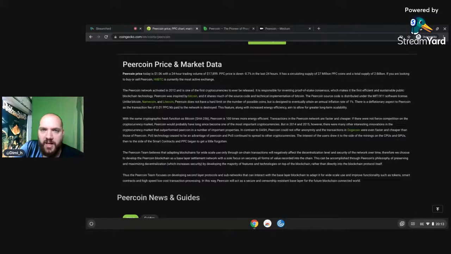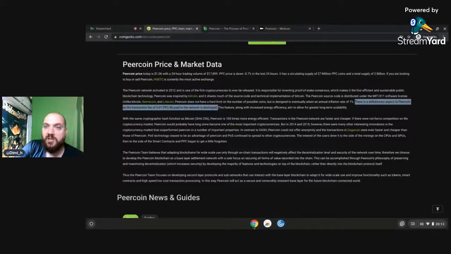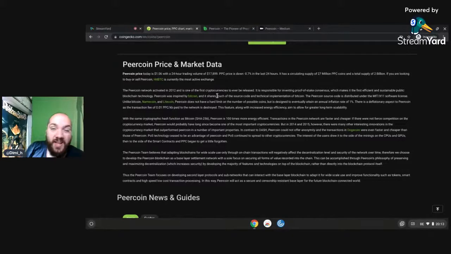I've got to admit, this actually reads as what Ethereum is trying to be. From what I can tell here, there's a deflationary aspect of Peercoin where fees are destroyed. So it means that the coins are being burned, which is the same kind of mechanism Ethereum implemented with their London hard fork, along with increased energy efficiency for greater long-term scalability. Okay, and it actually is already on proof of stake. So it seems Ethereum is trying to make a Peercoin 2.0 and not really an Ethereum 2.0.